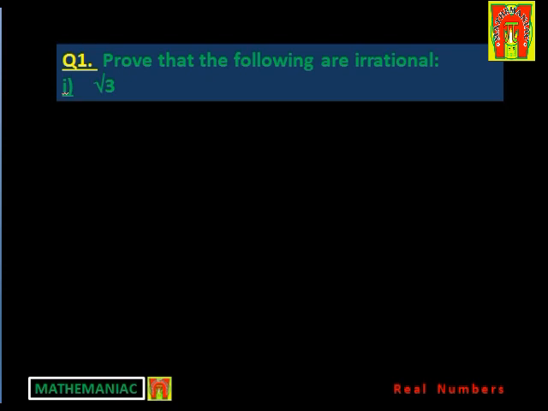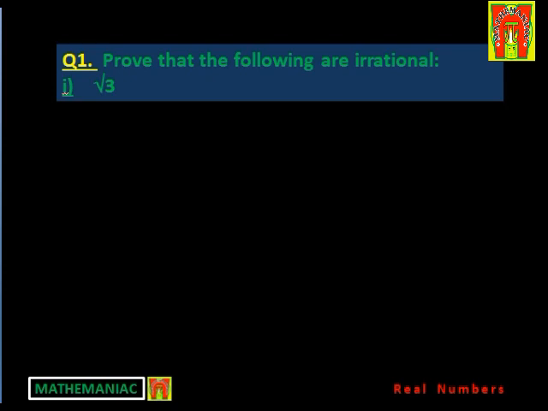Prove that the following are irrational. I started with root 3. I could have started with root 2 also, that is there in the example of the book. So once you go through, then okay, fine. If you get any problem, I'll do that. Now let us concentrate on this particular question. They are asking you to prove that root 3 is irrational.